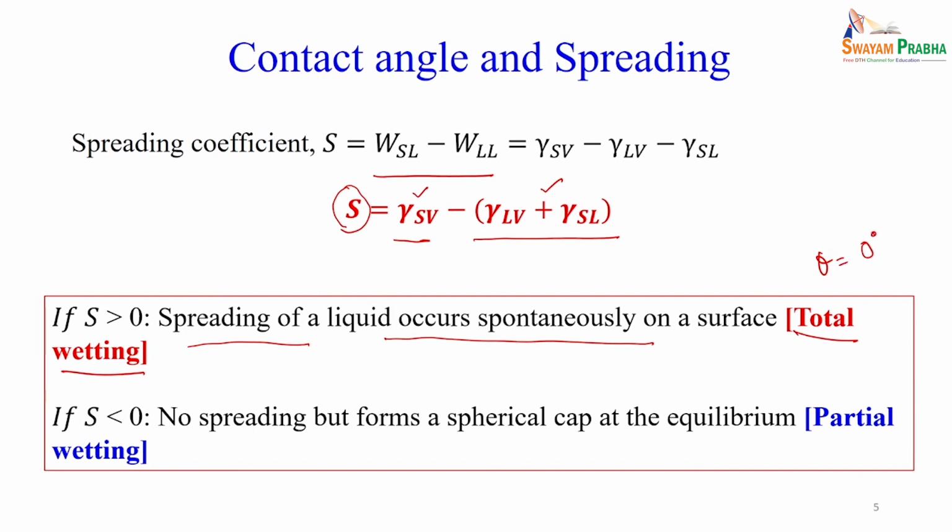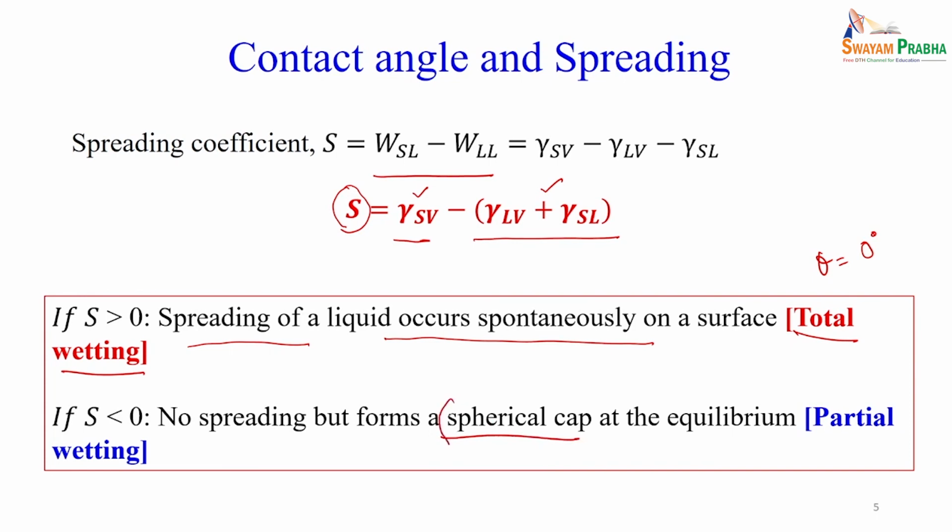Now, next case, if the surface tension of liquid vapor plus solid liquid interface is higher than that of the solid vapor interface, in this case the value of S will be less than 0. Then there will be no complete spreading, but the liquid drop will form a spherical cap at the equilibrium, and this process is known as partial wetting.